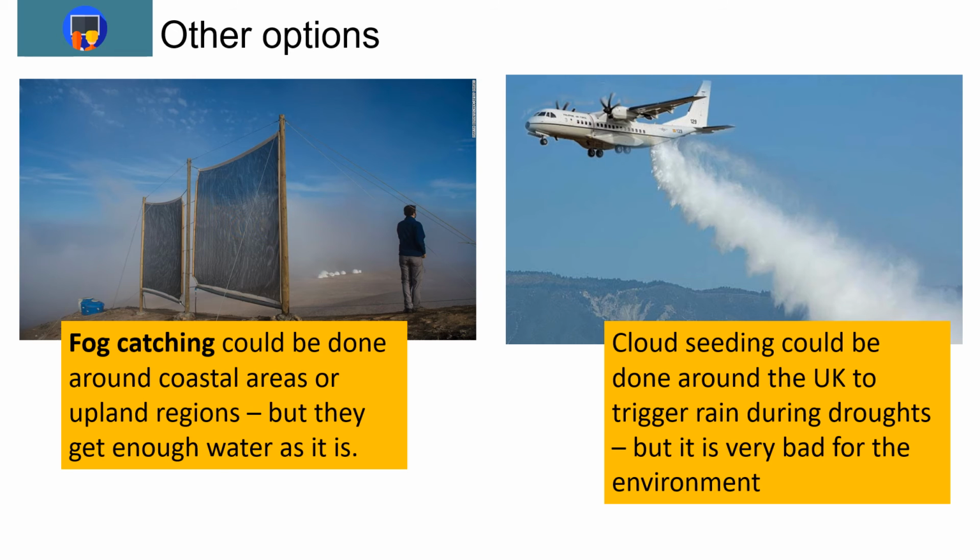So far we've covered desalination, potentially using fresh water stored in floating ice, fog catching, and cloud seeding as possible alternatives that people could use around the world to help them reduce their water stress.